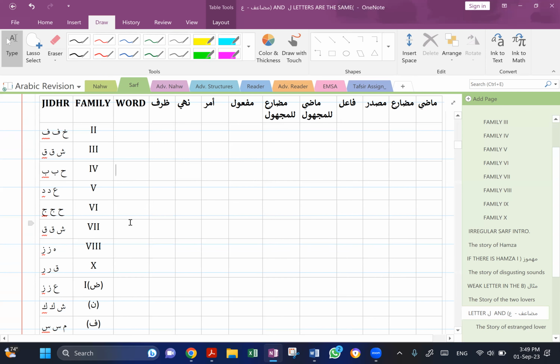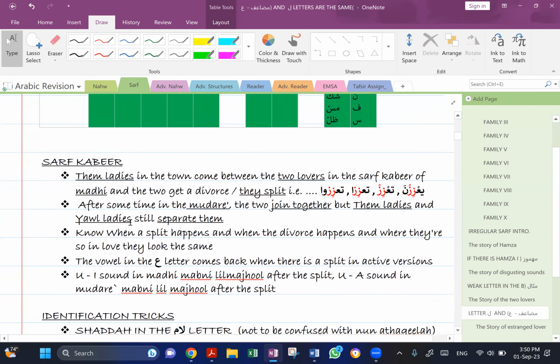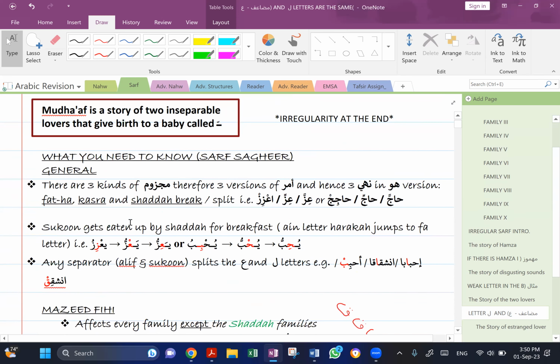Good. So I'm just gonna go back to the amr because I feel like that could cause a little bit of issues, so that we understand what happens in the amr. So like we mentioned, there are 3 kinds of amrs in the Huwa version, which means 3 amrs, 3 nahis. Okay, 3 commands, 3 forbiddings.